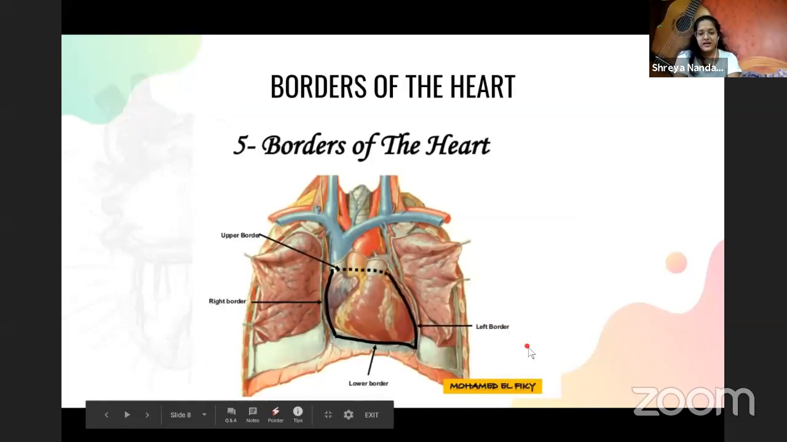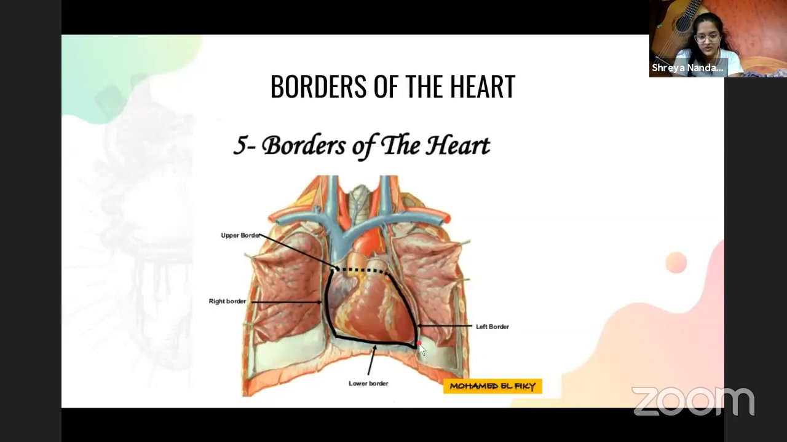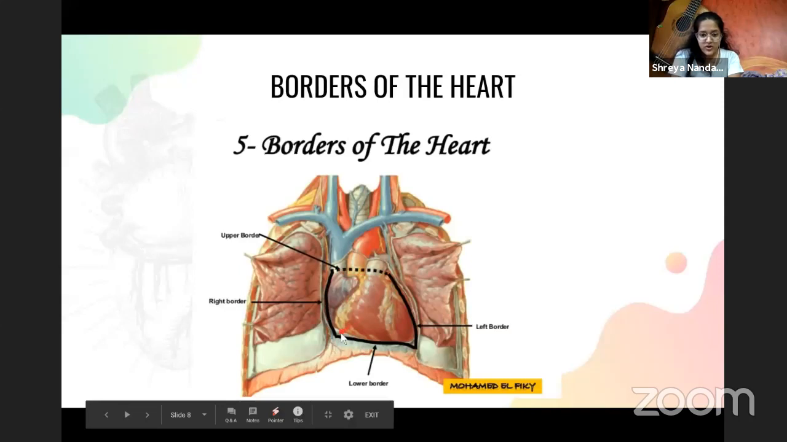So this is a labeled diagram indicating the borders of the heart, and the borders are being shown here by a black colored marker. That is the upper border, right border, lower border, and the left border.